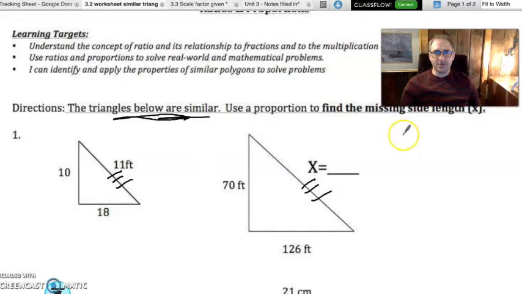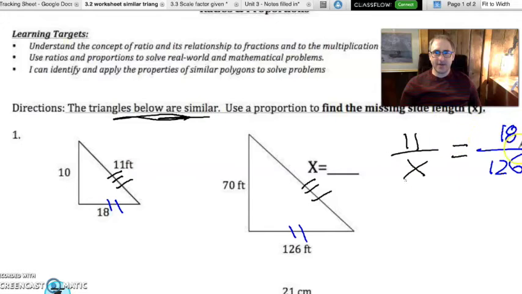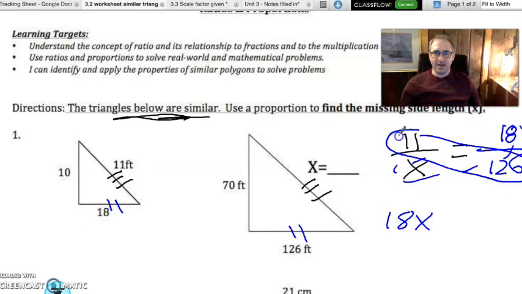So again, I'm going to start with first triangle, 11, over second triangle, x. And then I can choose any side I want. I'm going to choose this bottom one here, 18. And that looks similar to this one, 126. So again, first triangle, 18, over second triangle, 126. I'm going to cross multiply.